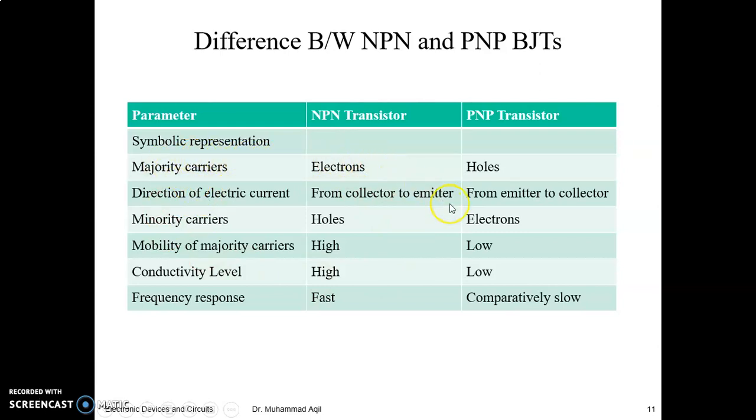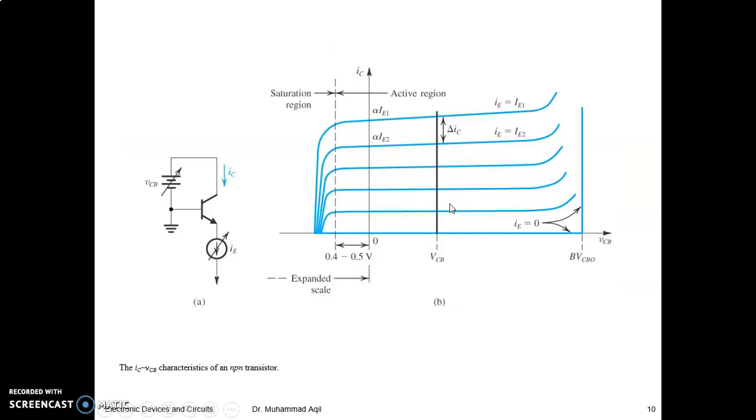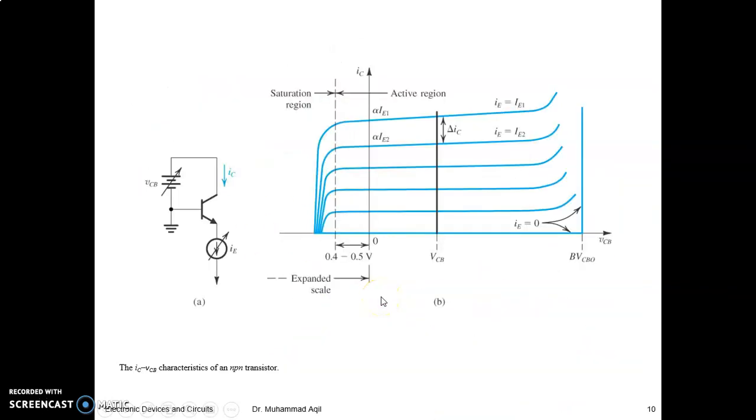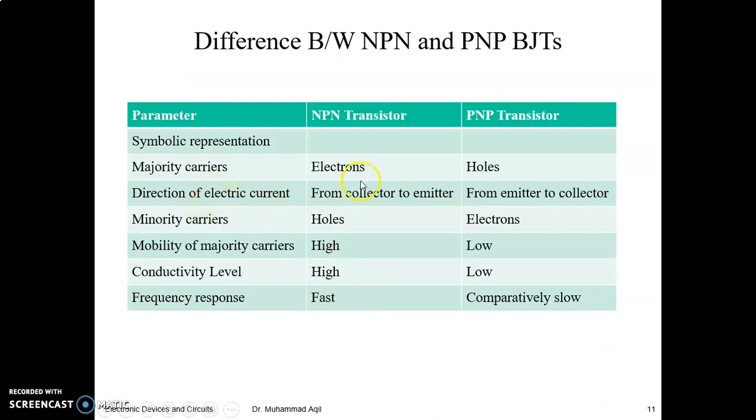Symbolic representation you already saw, right? NPN, PNP, right? Majority carriers are electrons in an NPN transistor and holes in a PNP transistor. Direction of electron current is from collector to emitter. Here it is from emitter to collector. Minority carriers are holes. Obviously, if these are the majority carriers, then the contrast would be the minority carriers.